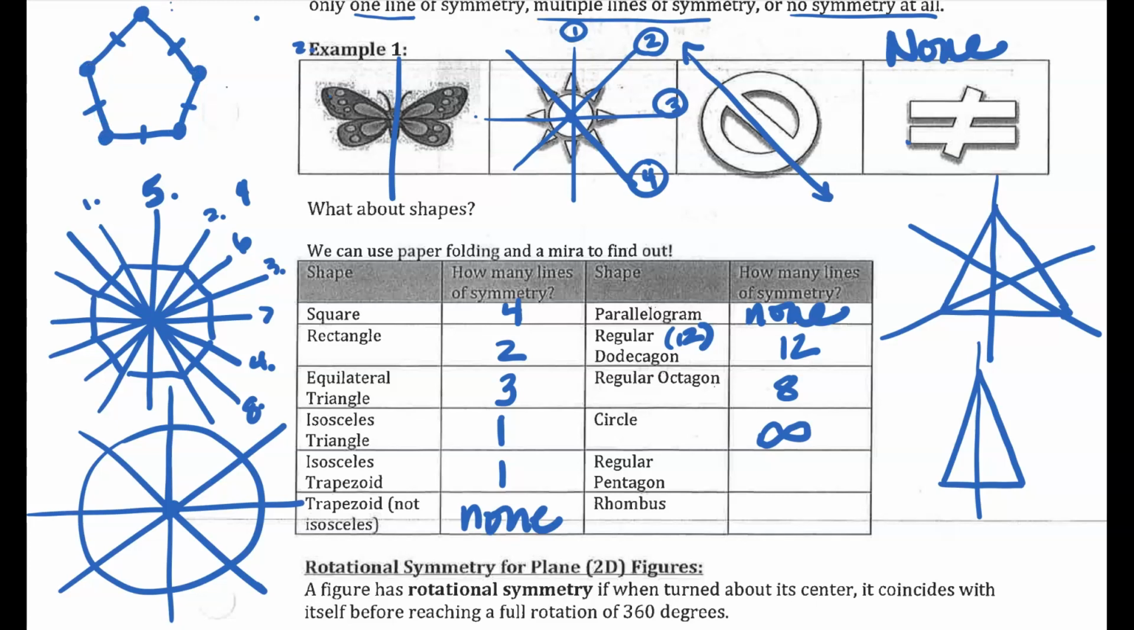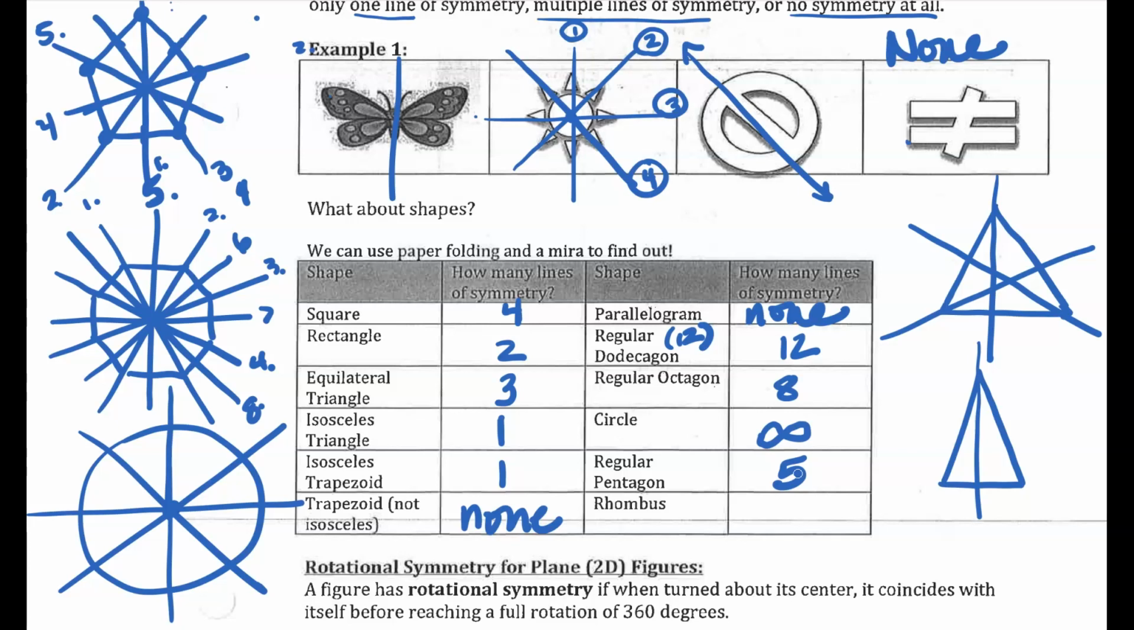And with this one, if you just draw a line of symmetry starting at each vertex, so there's 1, 2, 3, 4, and then 5, you don't have to draw additional lines between the vertices. You get 5 just doing it that way. So there's 5 lines of symmetry for a regular pentagon.